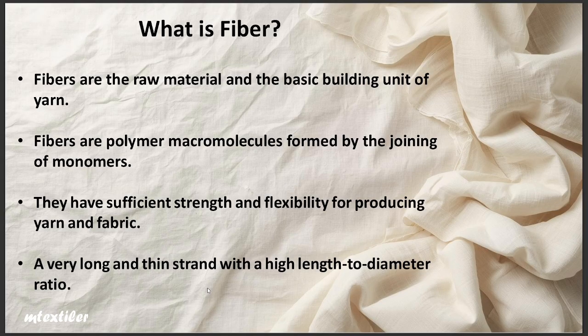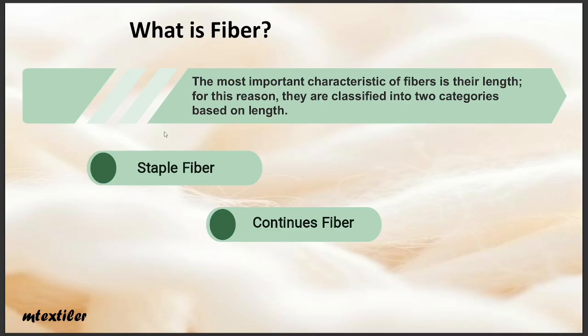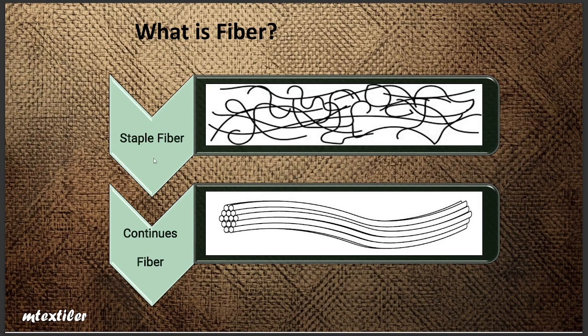Now, let's go to the most important characteristic of fibers. The most important feature of fibers is their length, and for this reason, they are classified into 2 categories based on length. Staple fiber, continuous fiber. From the images, we can see that staple fibers are short and cut into pieces, while continuous fibers are long with lengths that can reach thousands of meters.